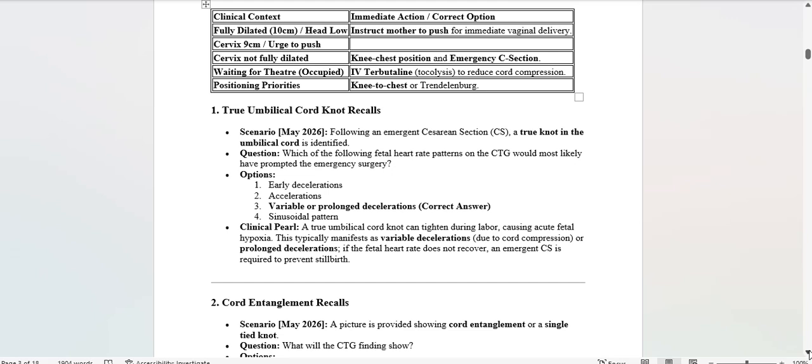Okay, these are the next recalls. Following an emergency cesarean section, a true knot in the umbilical cord is identified. Which of the following fetal heart patterns on the CTG can we see? Variable or prolonged deceleration. Acceleration is a good thing on CTG, right? Early deceleration is also sometimes a benign finding. And sinusoidal pattern is an emergency pattern. The fetus is hypoxic.